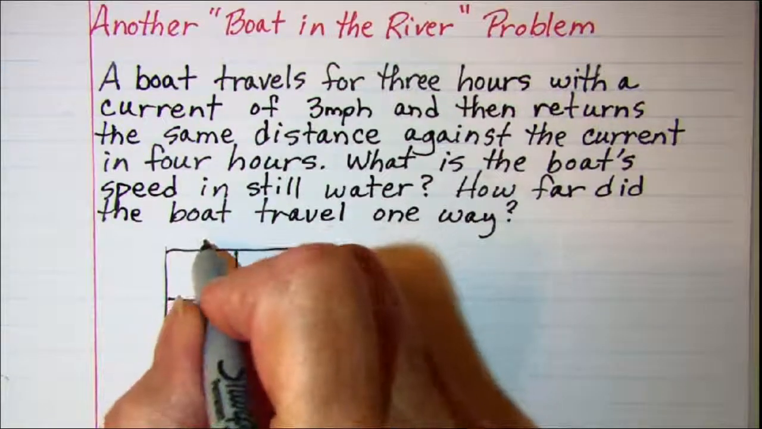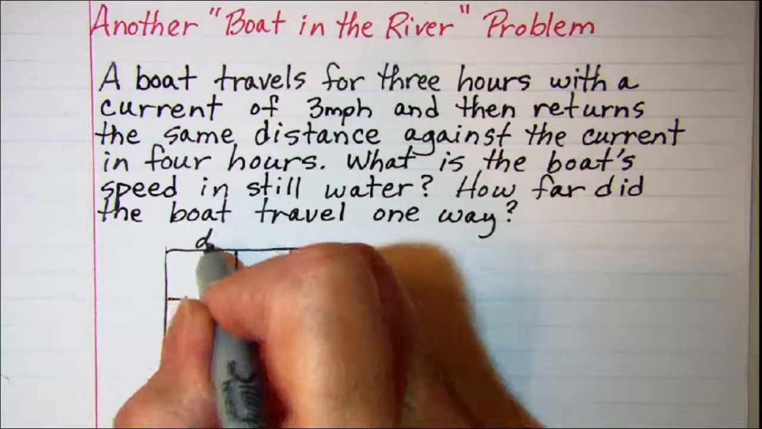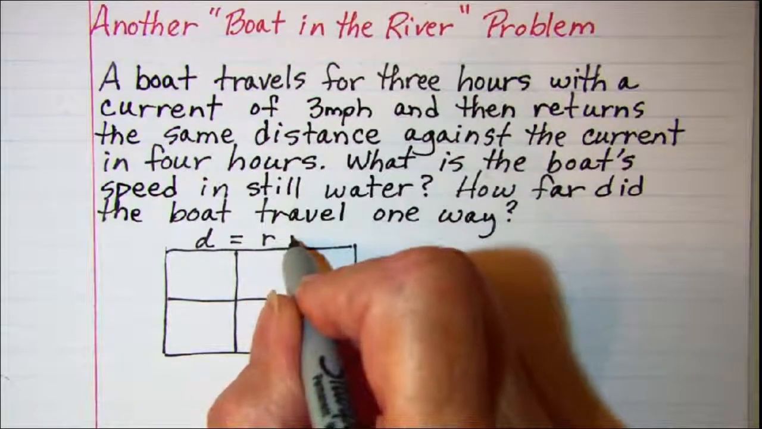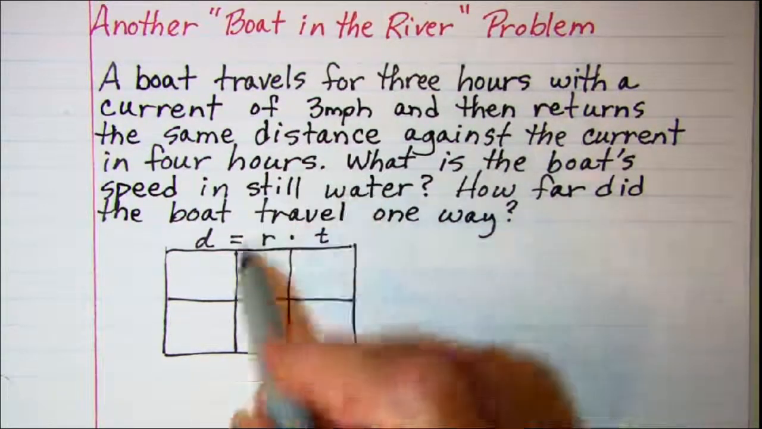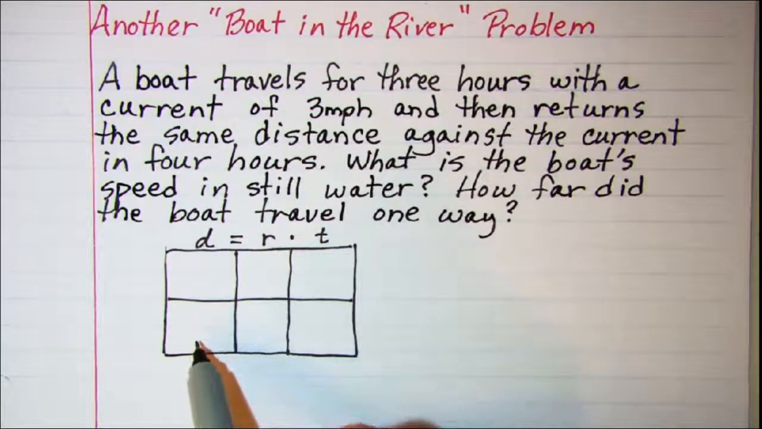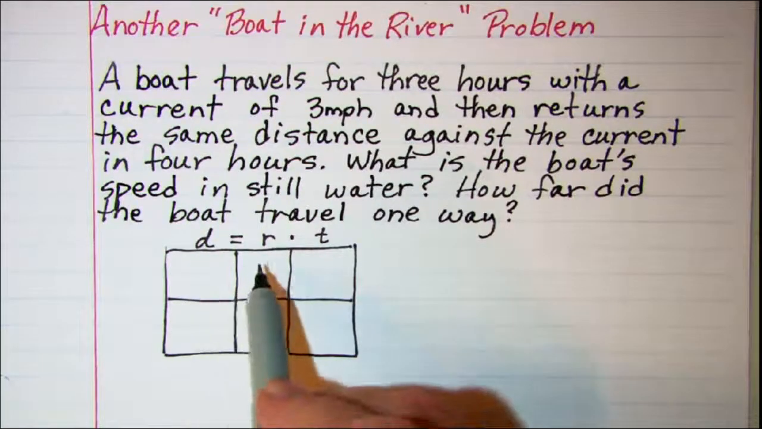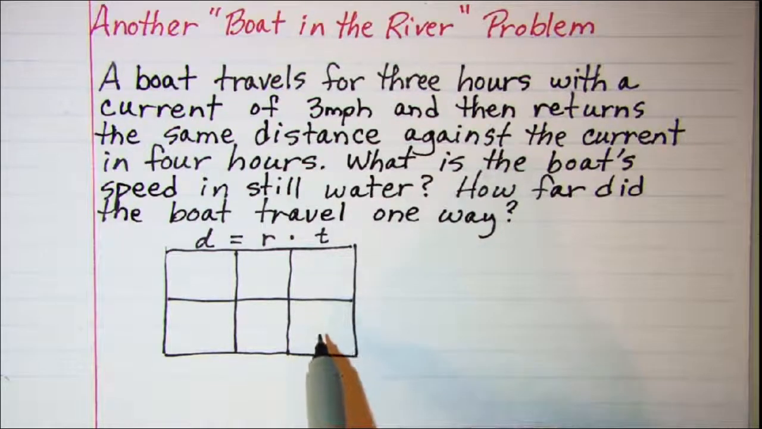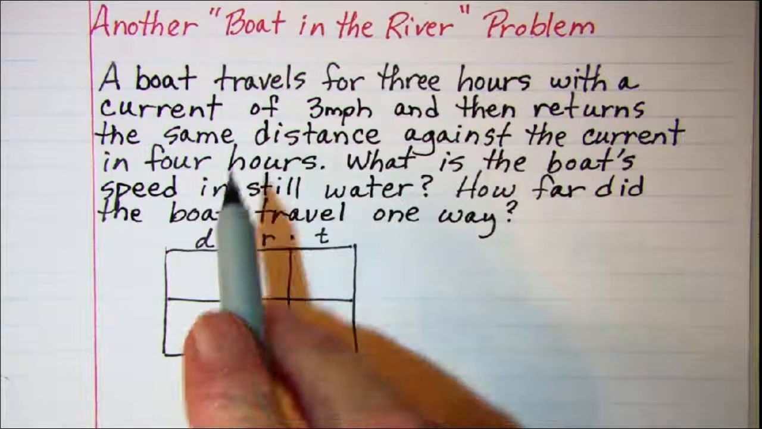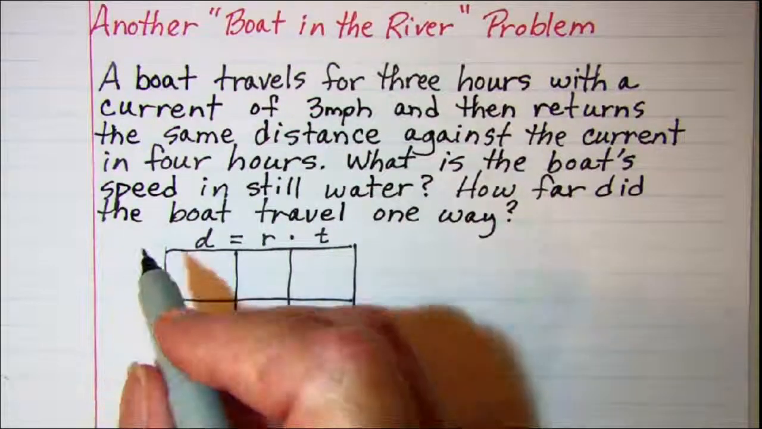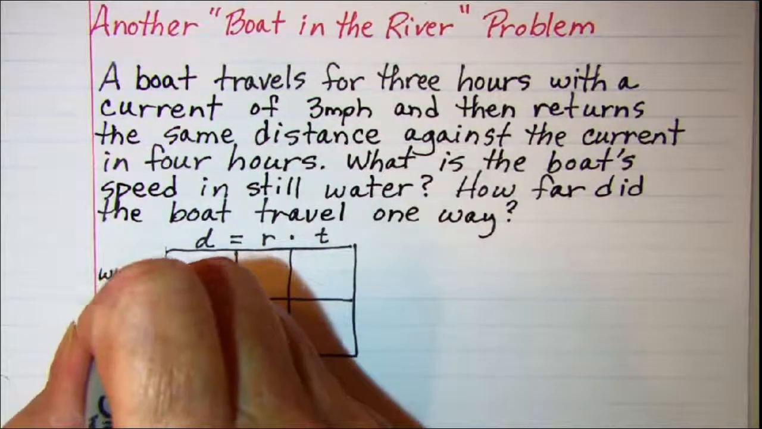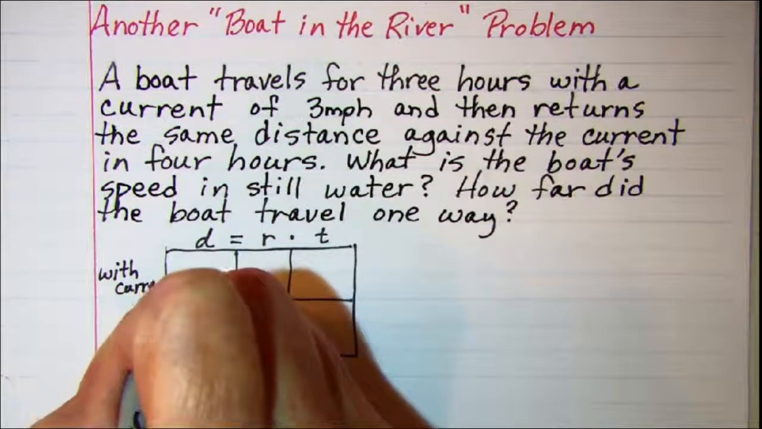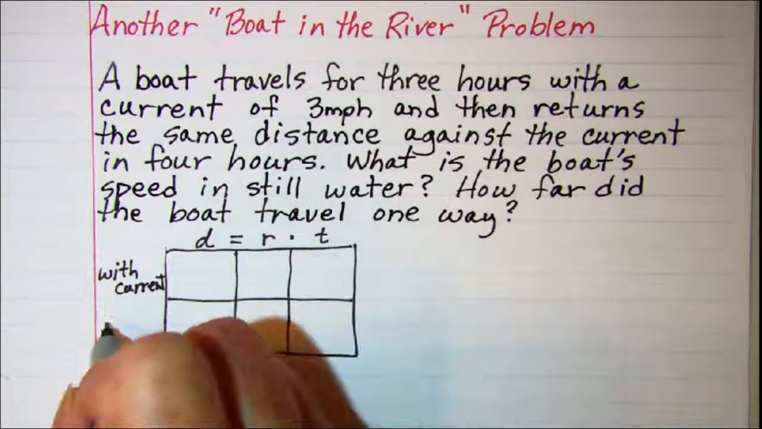I call it my dirt box because I use the formula distance equals rate times time. So my distances will be in this column, my rates in this column, and my times in this column. And when you have a boat in the river problem, you have with the current and against the current.